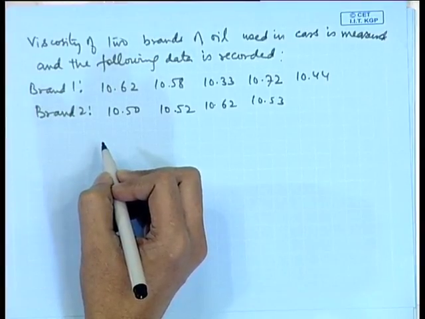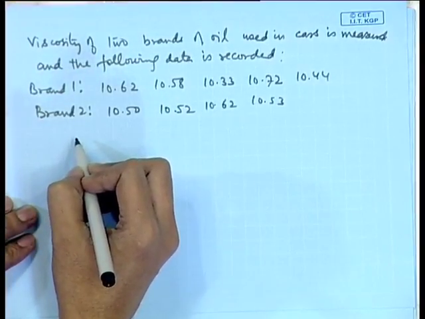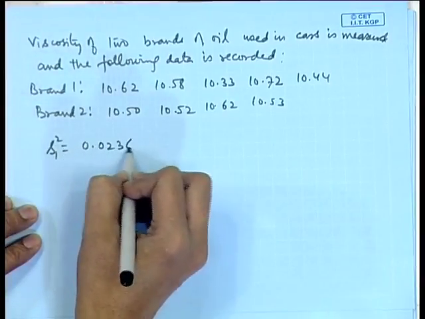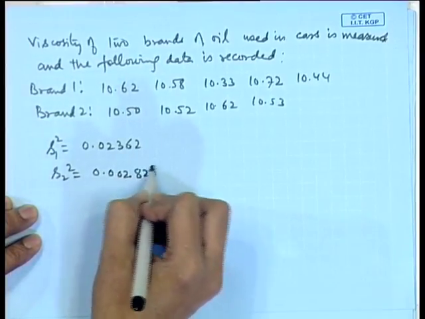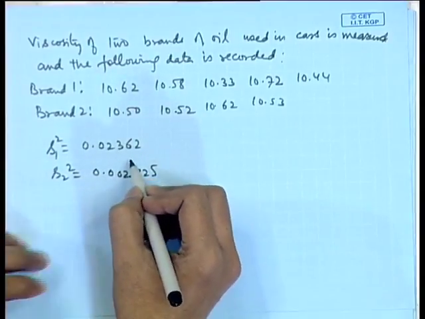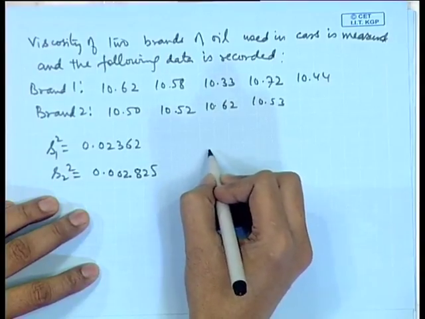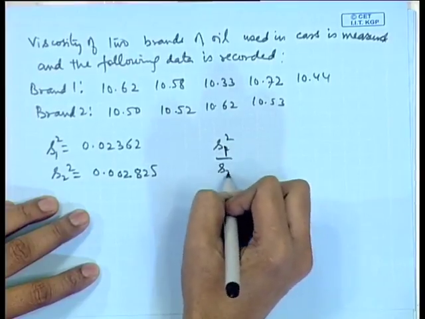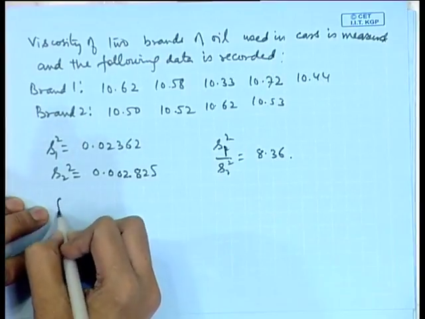Suppose we want a confidence interval for sigma 2 square by sigma 1 square. So, we will calculate the values here, s 1 square, s 2 square. So, s 1 square turns out to be 0.02362, s 2 square is equal to 0.002825. You can see here there is a 10 times difference here. So, the F value, or you can say s 1 square by s 2 square, will be equal to 8.36.